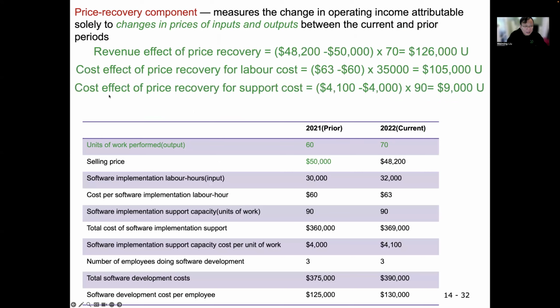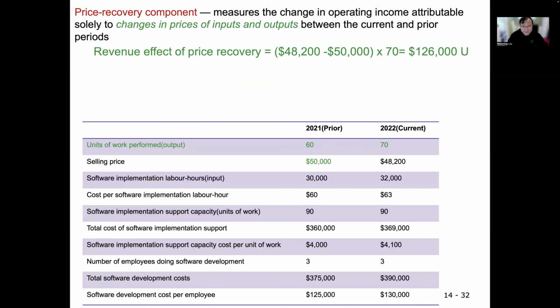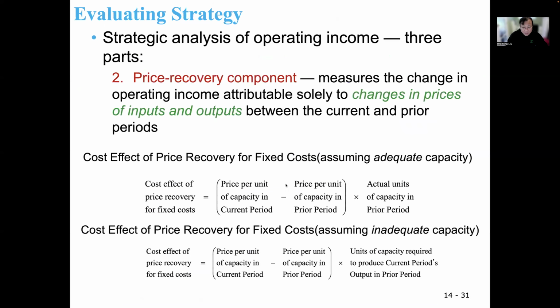And then the cost effect of price recovery for support cost. In this case, it's the fixed cost, so there is enough adequate capacity. So use price per unit capacity in the current period, minus price per unit of capacity in the prior period, times actual units of capacity in the prior period.